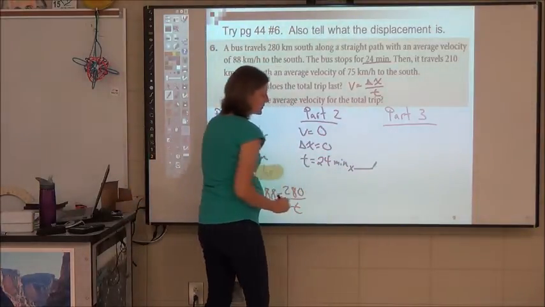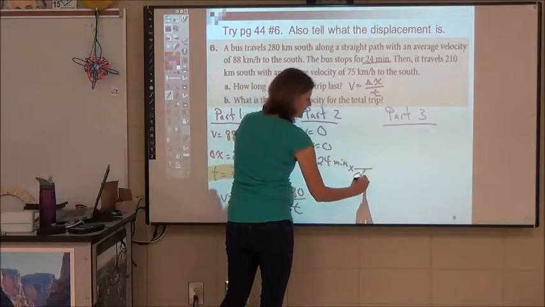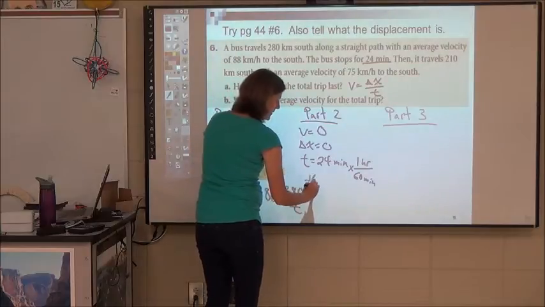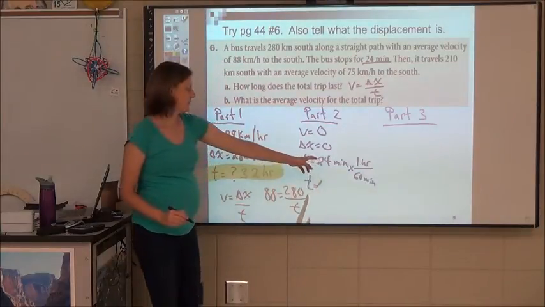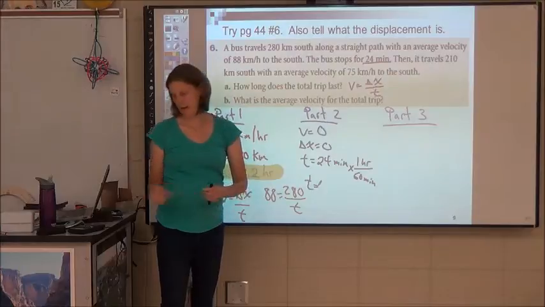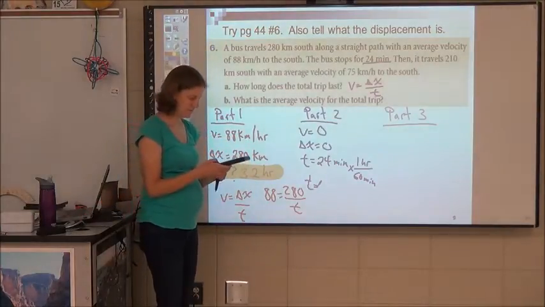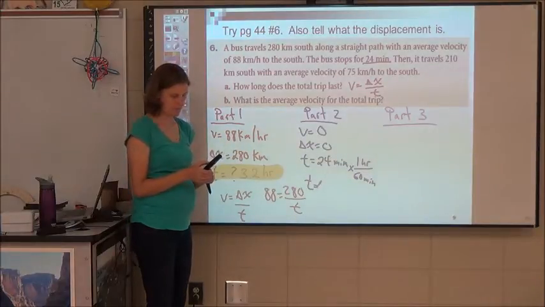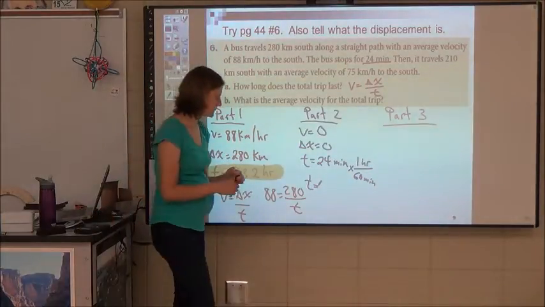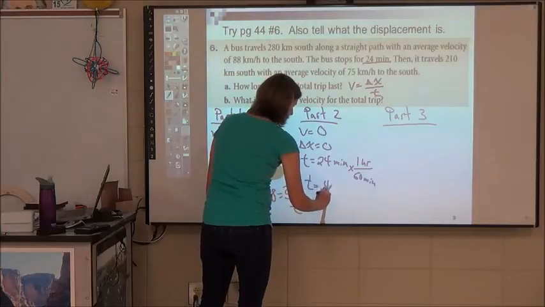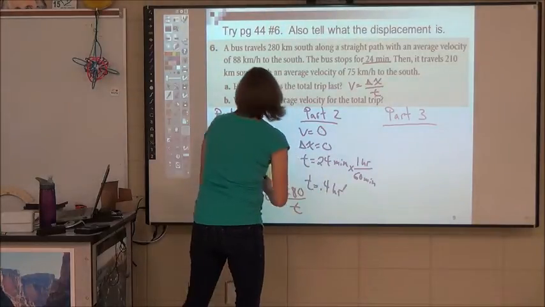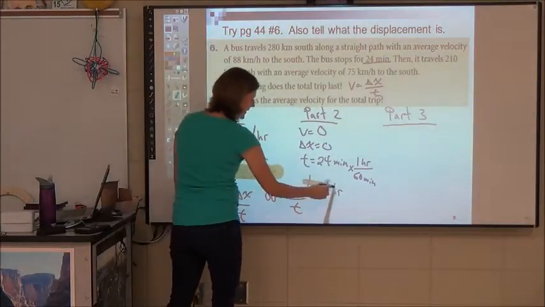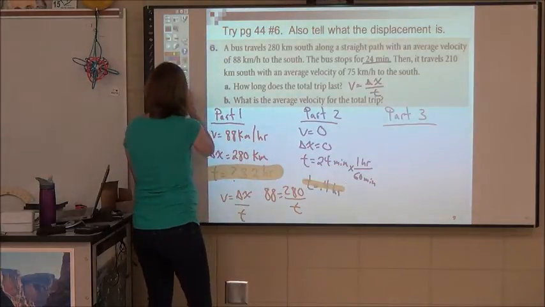So our conversion, minutes to hours, there are 60 minutes in 1 hour. So I would have to do 24 times 1, divide by 60. I get 0.4. Okay, so there's the next little piece of information I found.